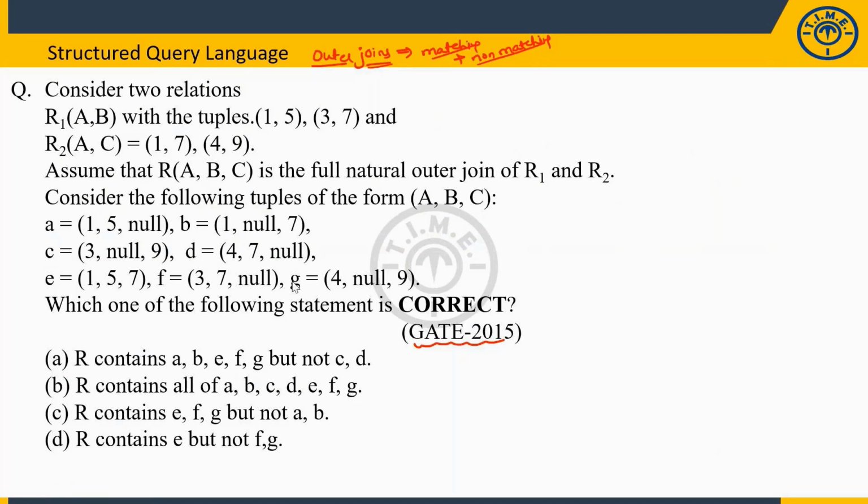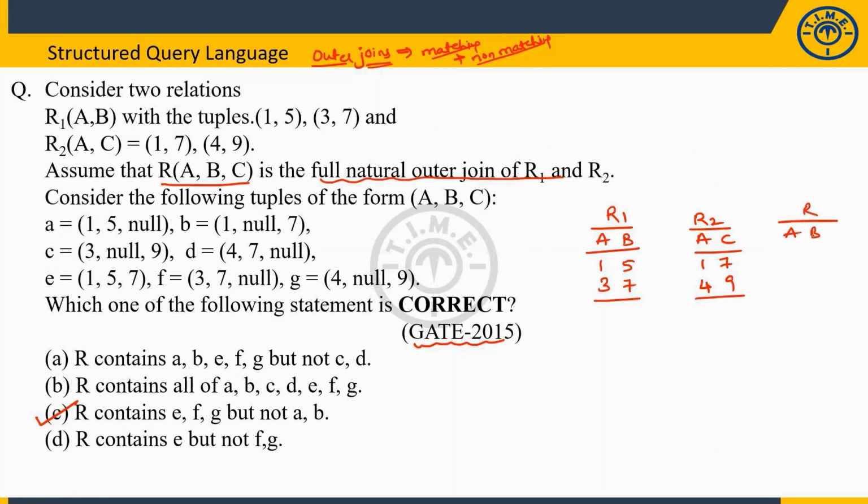Sir, option C. Very good. What is given? R1 AB, R2 AC, AB with 1 5 and 3 7, AC with 1 7 and 4 9. Now, what is given? It is given R ABC is the full natural outer join of R1 and R2.